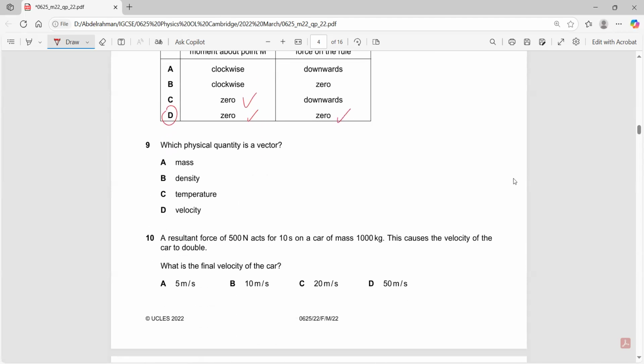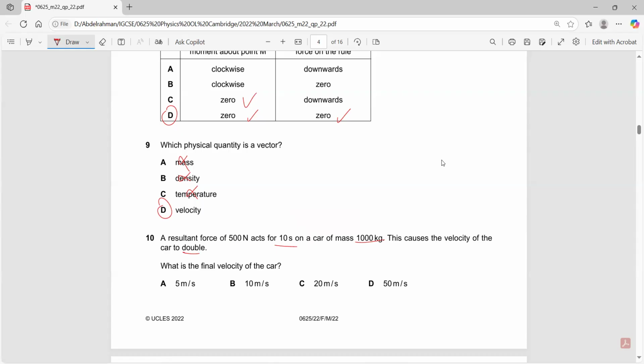Which physical quantity is a vector? The only vector quantity is the velocity. A resultant force of 500 newtons acts for 10 seconds on a mass of 1000 kilograms. This causes the velocity of the car to double. What is the final velocity of the car?